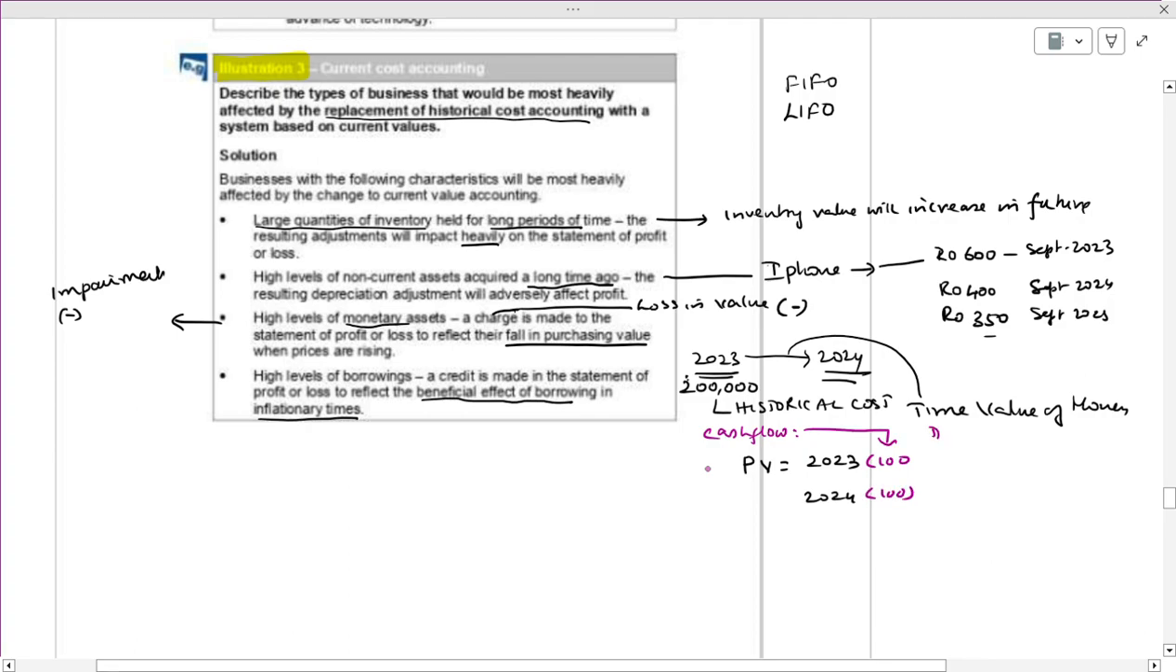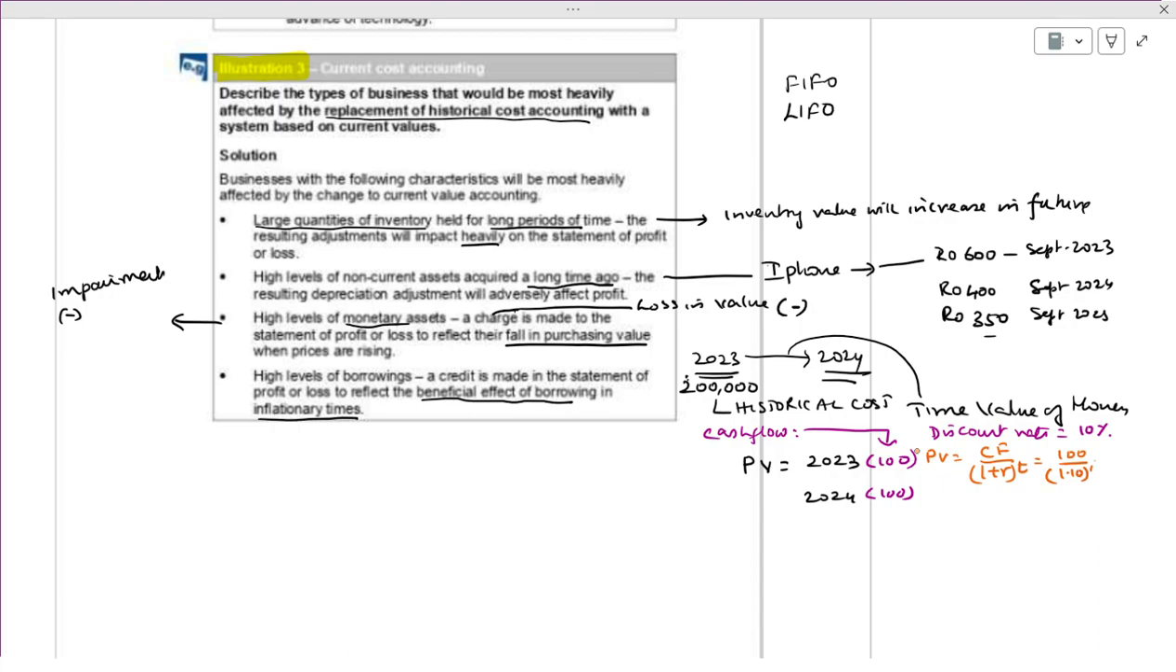You have a discount rate. Discount rate is going to be 10%. Now you want to calculate the present value. When you calculate, what is the formula? Formula is cash flow divided by 1 plus R to the power of T. Here, 100 divided by 1.10 to the power of 1. It comes to how much?